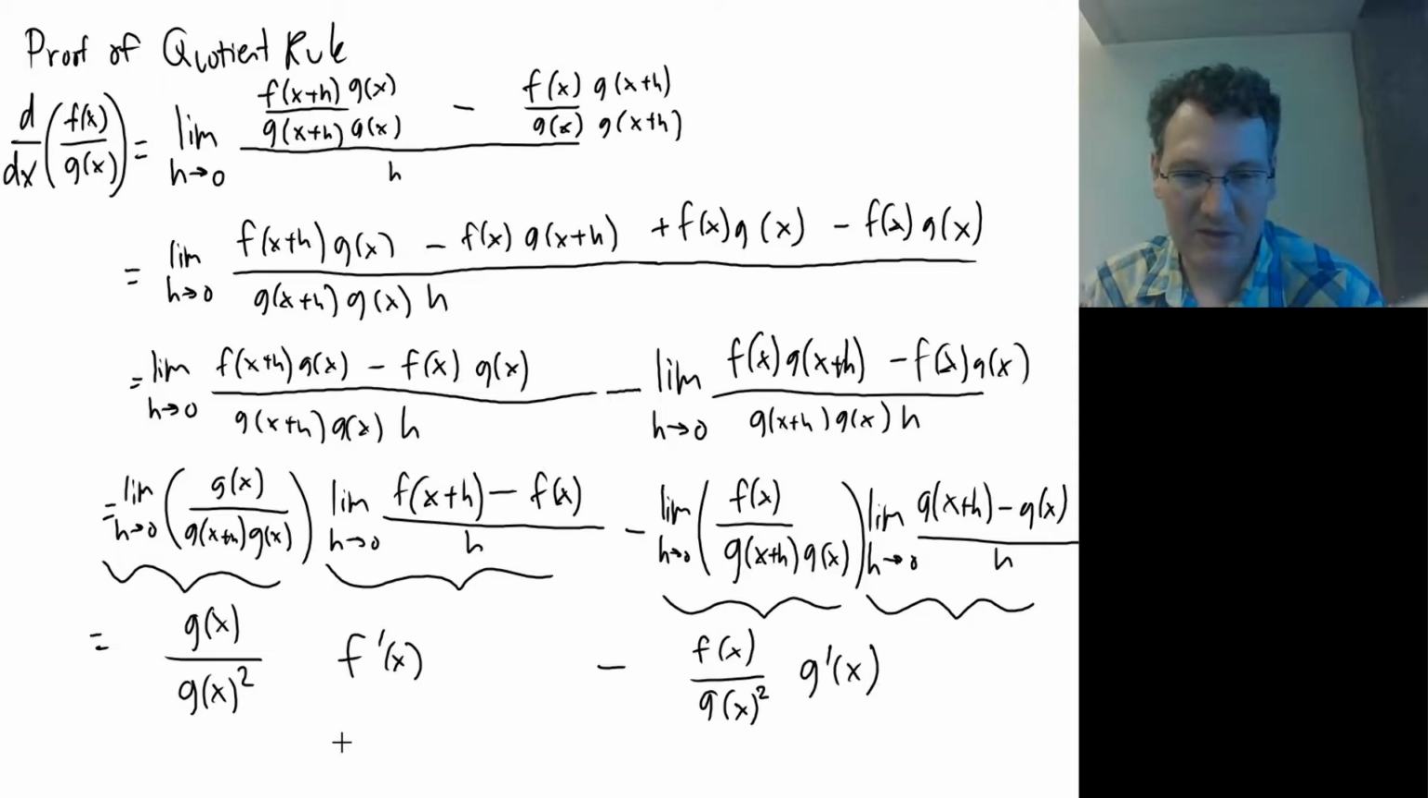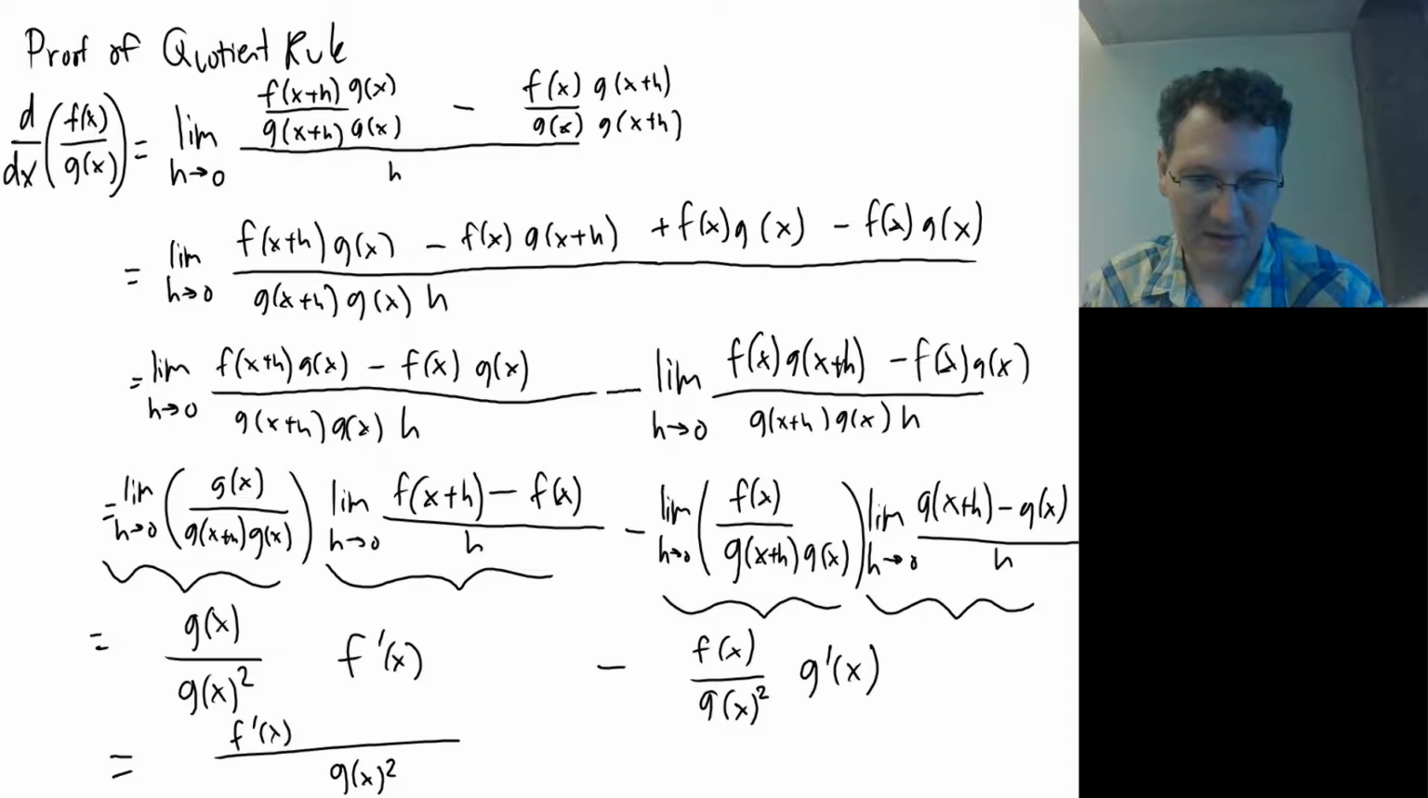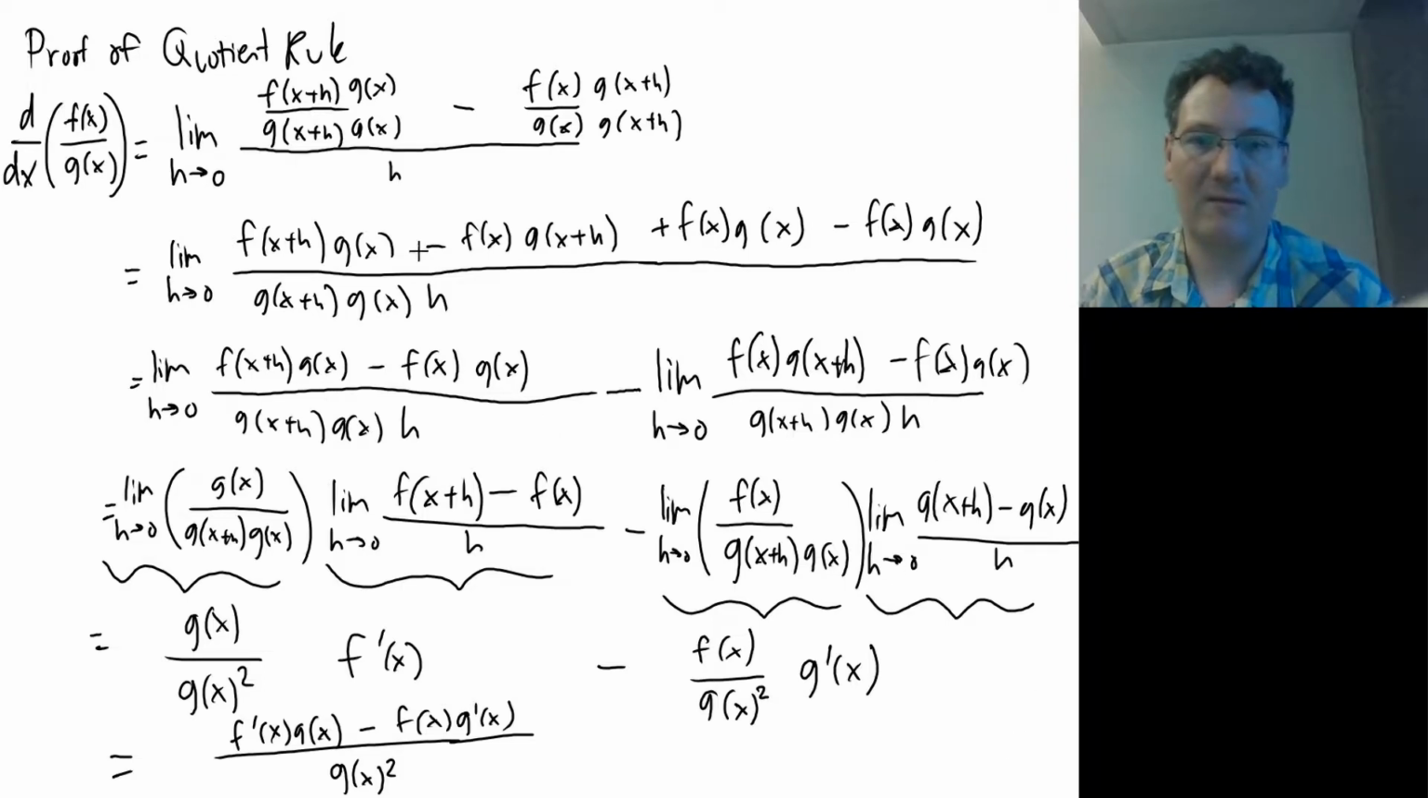And so I do get, indeed, g of x squared in the denominator, and I can write f prime of x, g of x, minus f of x, g prime of x. That's the quotient rule. So not bad, right? Fit on one page.